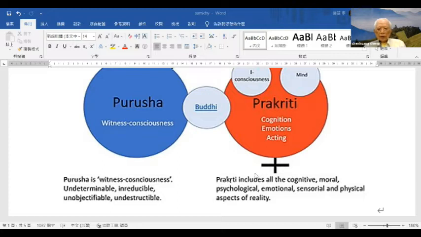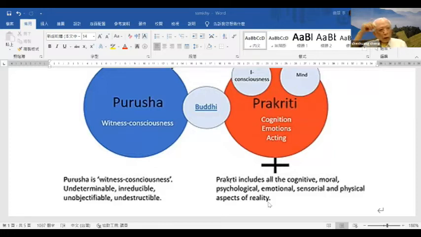Then we have the Prakriti. Prakriti includes all the cognitive, moral, psychological, emotional, sensorial, and physical aspects of reality. The physical aspect of reality refers to matter. So, as I said before, Prakriti cannot be limited to materiality. Materiality, the physical aspect of reality, is only a part of the attributes of Prakriti.